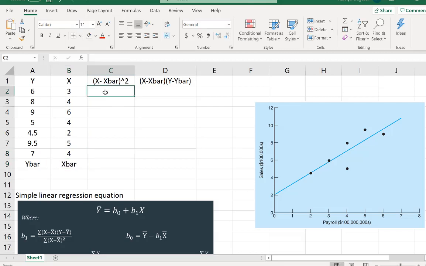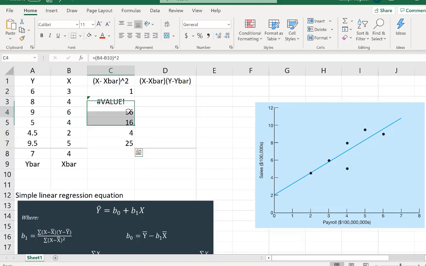Now for our heavy calculations. Always start them out with an equals. So equals, open parenthesis, x minus x bar, that was our 4, close parenthesis, squared. Just bear with me for a second. I'm going to push equals, then I'm going to drag this down.